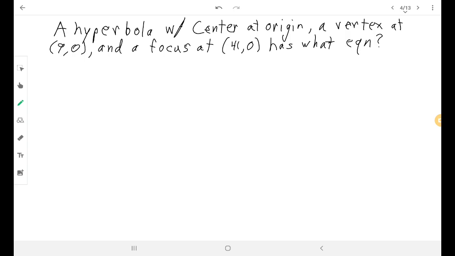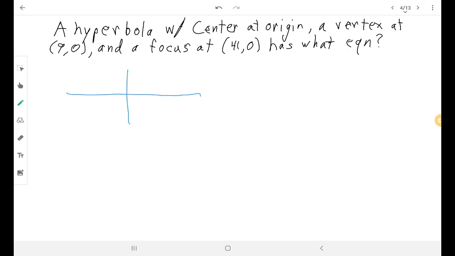So now we've got a description. Instead of starting with a graph, now we're going to start with a description. Okay? Now, this time we've got a hyperbola with its center at the origin, a vertex at 9, 0, and a focus at 41, 0. Has what equation? So we want to write the equation for this. The first thing I would do is draw it.